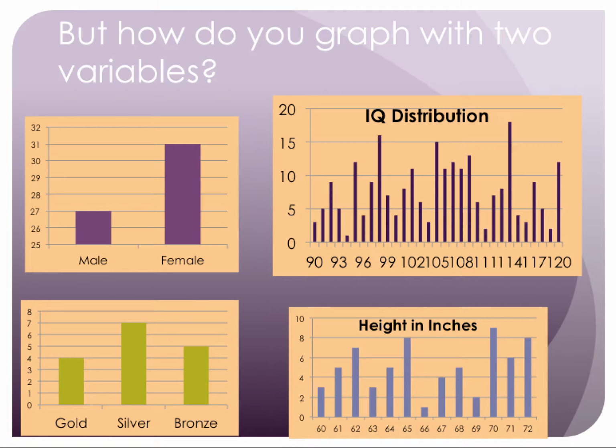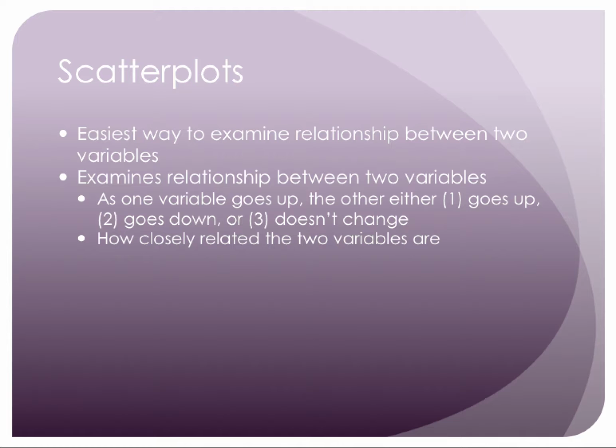Now, we're doing this with one variable at a time. How would we do this with two variables? Well, if you want to do it with two variables, you use scatter plots. And scatter plots are just easy ways to see the relationship between two variables. And you can see how the relationship goes with the two variables, either as one goes up, the other goes down, or it doesn't change. So it either is going to have a variable going up, down, or no change between the two of them. And you can also see how closely related variables are.